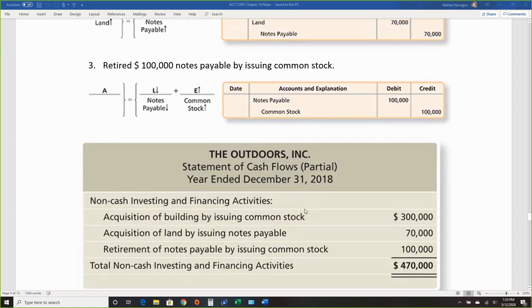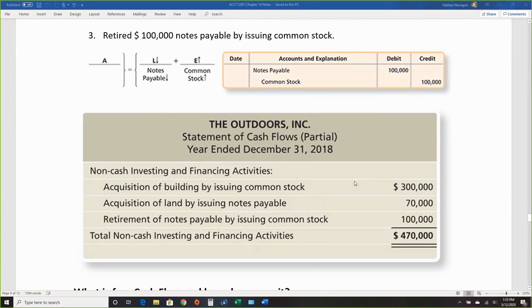So what we do here is, again, we'll do a separate schedule. This will show up at the bottom of the statement of cash flows. We're just going non-cash investing and finance activities. There's our common stock, acquisition of building, acquisition of land. But we actually think what's going on, and of course the retirement, and total non-cash was already just added up. So be wary of this. Your problems love to throw this at you. So again, we're going to go through that so you can see what's going on.